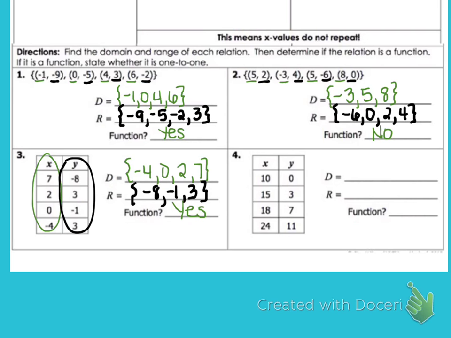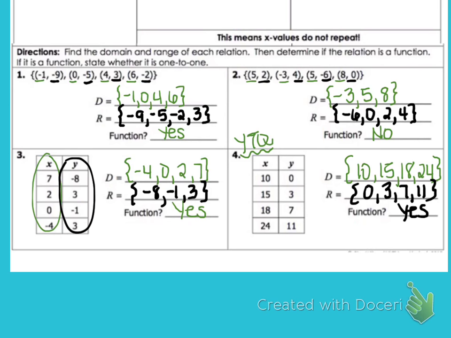So it's pretty straightforward. If you want to pause and try number 4 as a You Try question, just to test your understanding, you could pause the video now and list out your domain and range and see if you think the relation listed in number 4 is a function. Pause the video now. So there's the domain and the range, and yes, this is a function. Let's go ahead and turn the page.